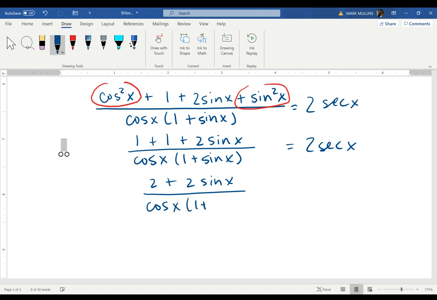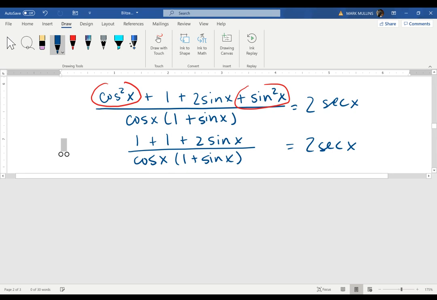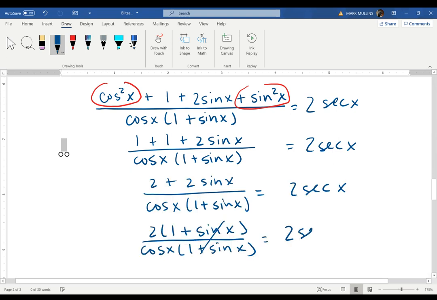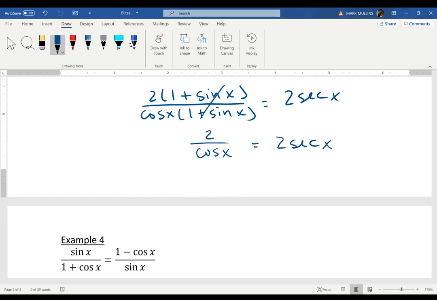And this is going well. Now I'm kind of starting to see what I need to do and what my answer is going to be. So I can tell I could factor out a 2 in the numerator. And then I'll have a 1 plus sine x in the denominator and the numerator. So those can be canceled out, that common factor. And let's see, we'll have 2 over cosine x equals 2 secant x. And if I have 2 over the cosine, reciprocal of cosine is secant. So this is just 2 secant x equals 2 secant x.